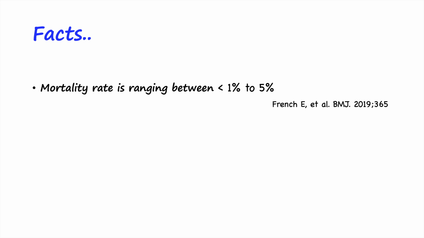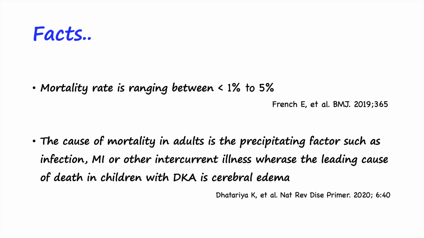Mortality rate, if the insulin is always available and there is easy access to the hospital, is very low. It's less than 1% in young diabetic patients who are otherwise healthy. However, it can reach up to 5% in patients with comorbidities who are older than 65. The cause of mortality in adults is the precipitating factor, such as infection, MI, or other intercurrent illness, whereas the leading cause of death in children with DKA is cerebral edema.